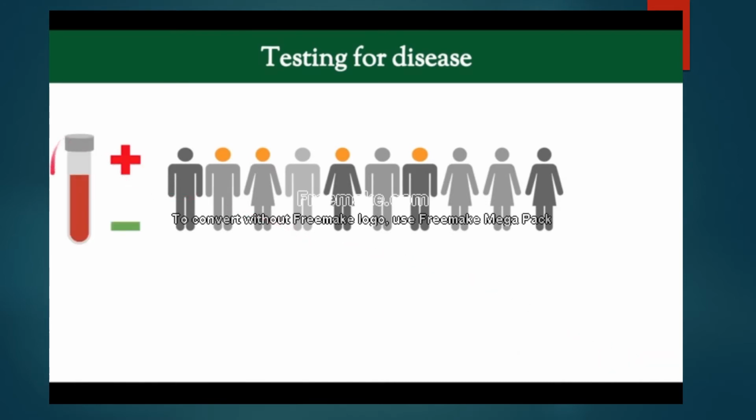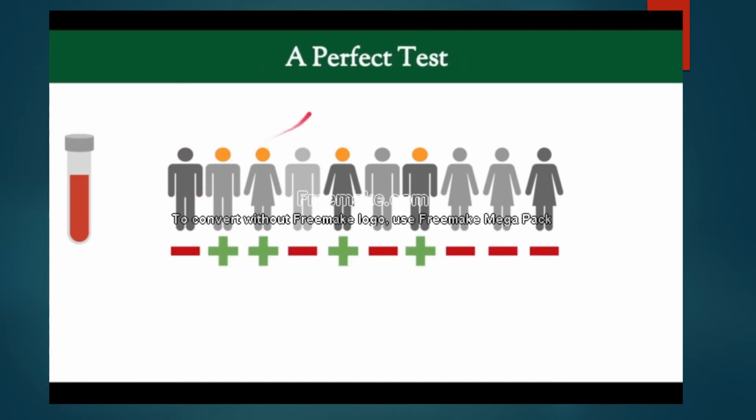And we also have a test for the disease, and the test is either going to be positive, hopefully if they have the disease, and negative if they don't have the disease. A perfect test would do just that. Whenever the patient has a disease, the test is positive, as in these cases. And when the test is negative, they don't have the disease.